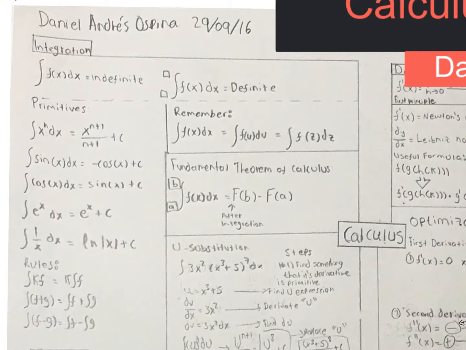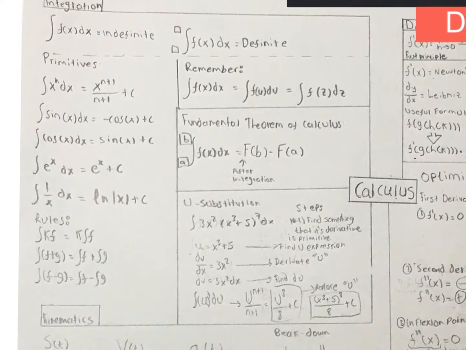As in derivation, it also has some primitive values. So the integral of x to the power of n dx, you need to put dx always. It helps us know in respect to what are we integrating. So it would be x to the power of n plus 1 over n plus 1. And if you notice, if we derivate this, we will get this value again.